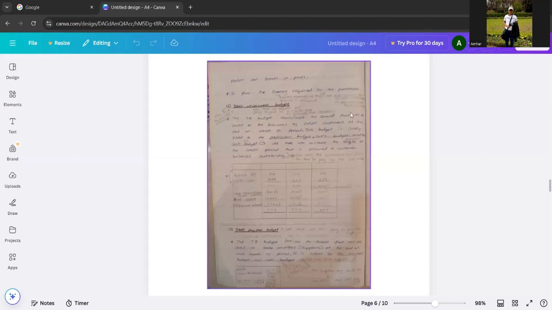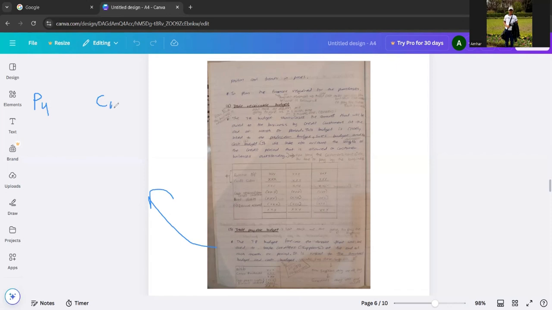Now let me tell you the difference. Let me tell you the linking part now. Under the trade payable budget, I have told that it is linked to the purchase budget and cash budget, right? Look at my screen.